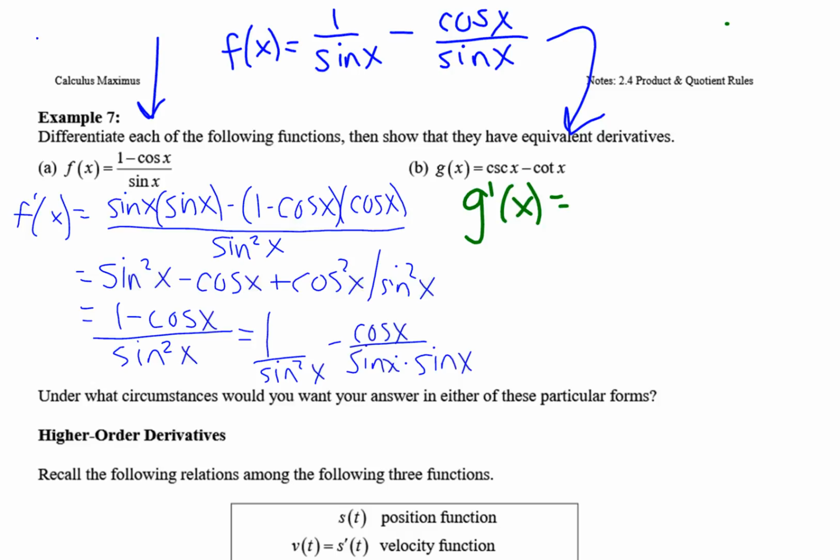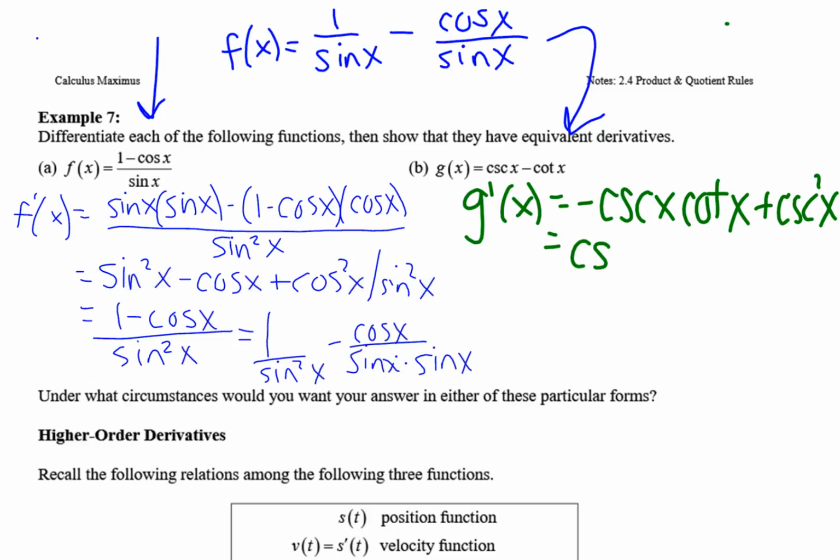Derivative of cosecant: negative cosecant x, cotangent x. And the derivative of cotangent is negative cosecant squared. So we're going to end up with positive cosecant squared. Okay, right now it doesn't look like what we have, but wait. Okay, let's rewrite it in the same order.